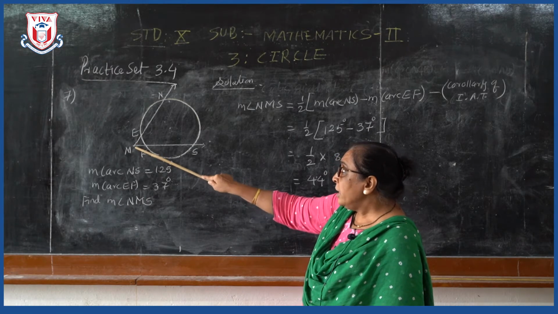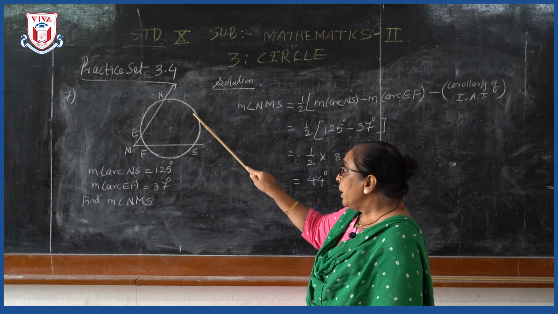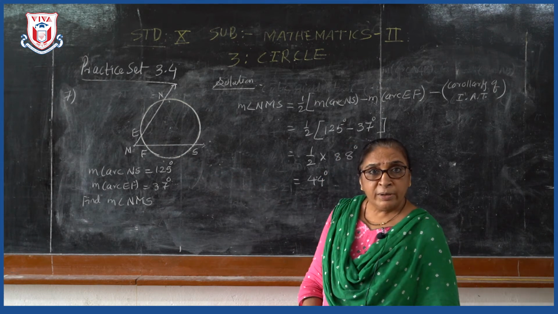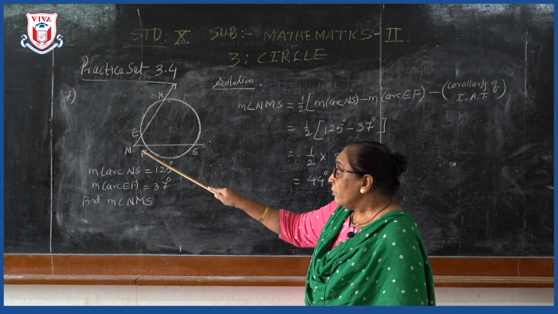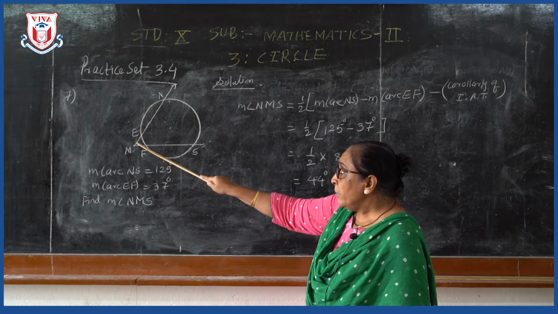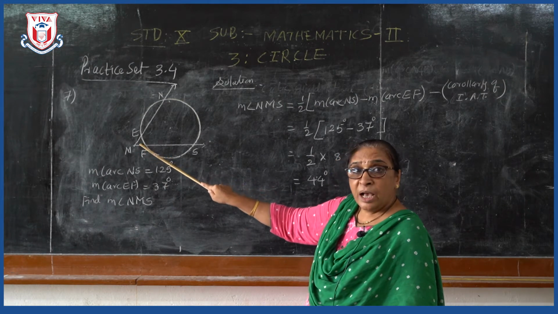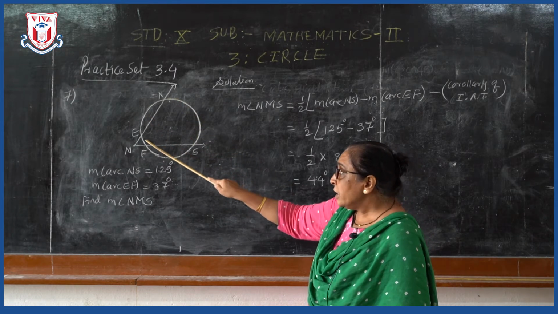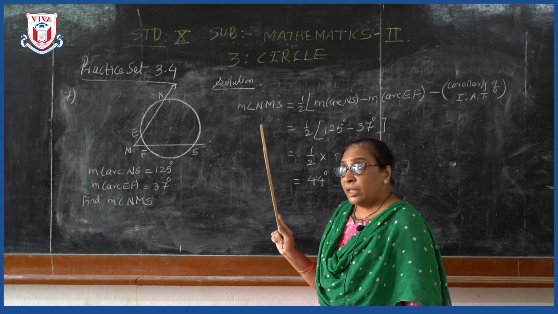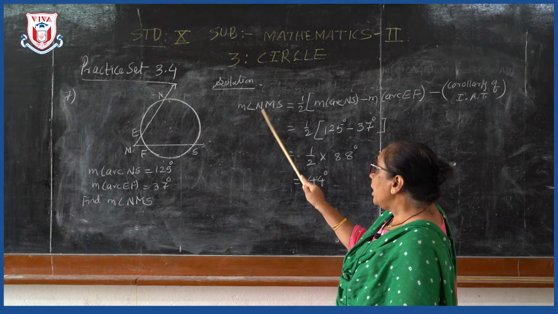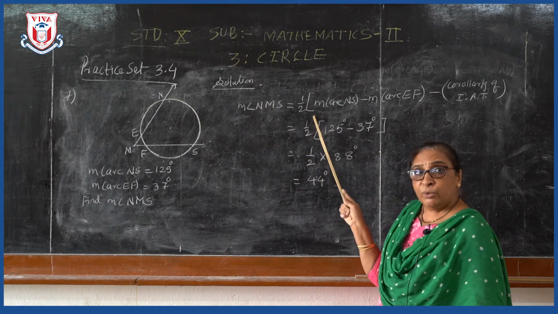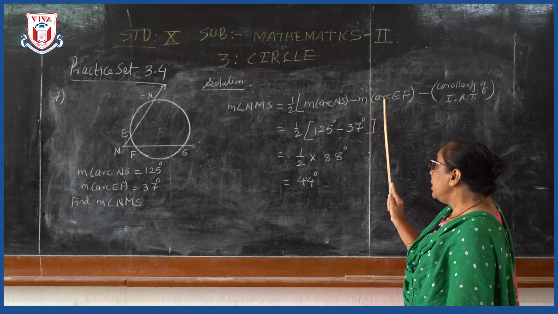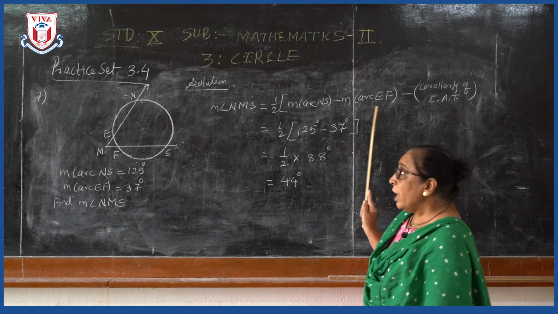Now this angle is intercepting two arcs NS and EF, and whenever the vertex is in the exterior, the measure of this angle will be half the difference between the arcs intercepted by it. That means measure of angle NMS will be equal to half of measure of arc NS minus measure of arc EF.